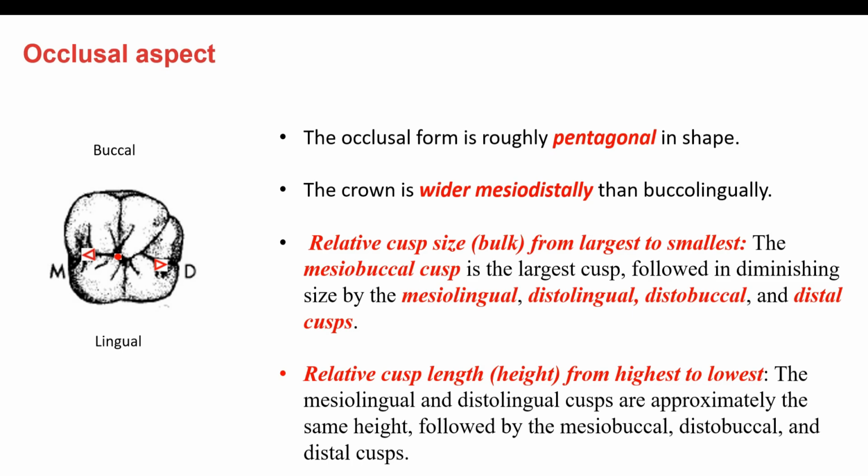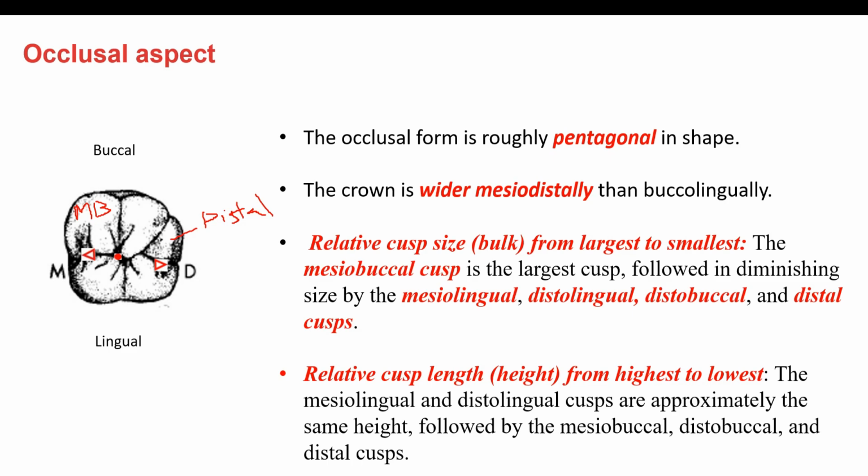Okay, and the sizes of the cusps from largest to smallest: the first or the biggest cusp is mesiobuccal, mesial and buccal. So this is your mesiobuccal. This is the largest cusp, followed by mesiolingual, distolingual, distobuccal, and the shortest is the distal cusp. That is the size of the cusp.